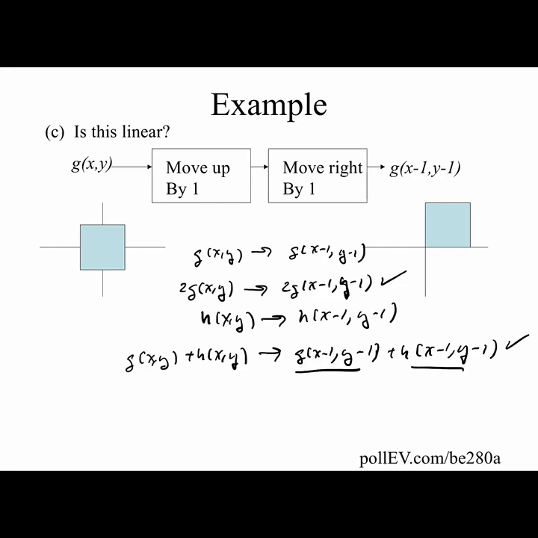And in fact, what we'll find out later is we can write g(x-1, y-1). It just equals g(x,y) convolved with delta(x-1, y-1). Okay? And so shifting things around, we're going to see, can be written as a convolution with a shifted Dirac delta function. And convolution is linear, so that's good.